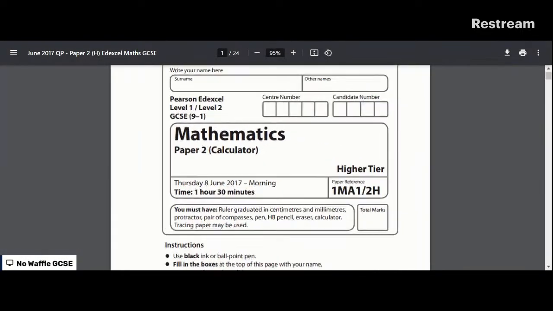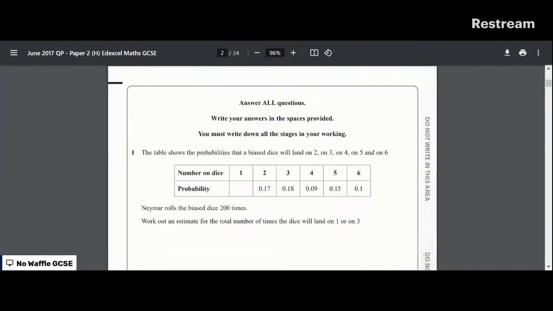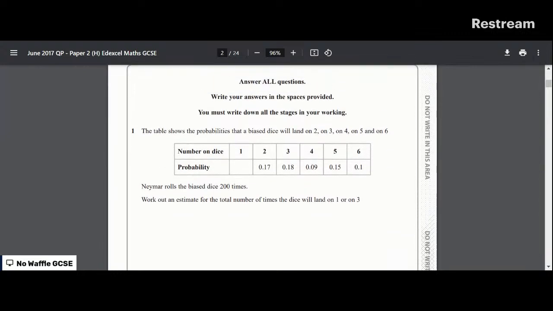Okay, so we're starting off with a 2017 paper. It's nice to see everybody here. So let's get started. Yeah, this is to help maths calculator.